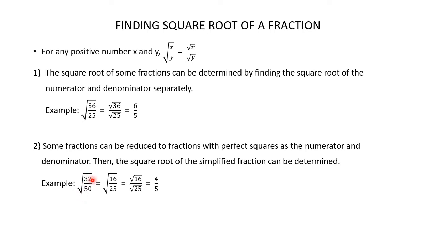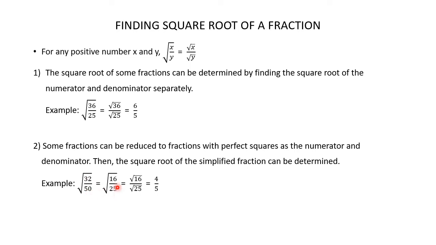Find the square root of 32 upon 50. Here you cannot find out the square root of the numerator and the denominator because they are not perfect squares. But you can reduce 32 and 50 to 16 and 25. When you divide 32 by 2, you get 16. When you divide 50 by 2, you get 25.